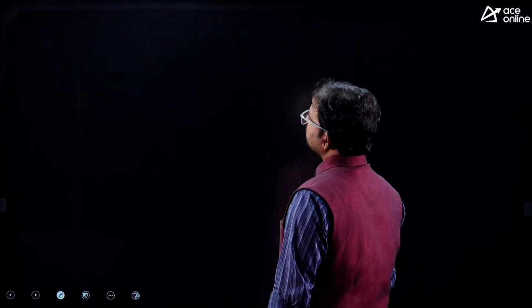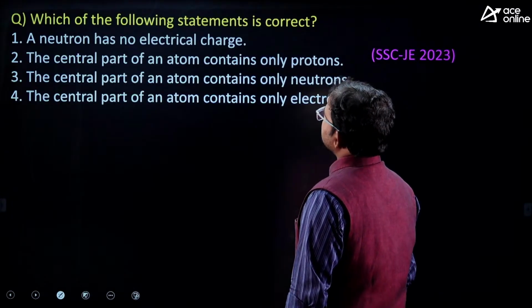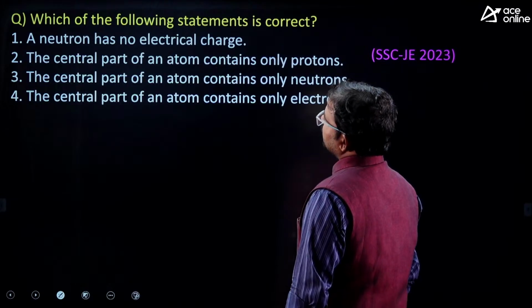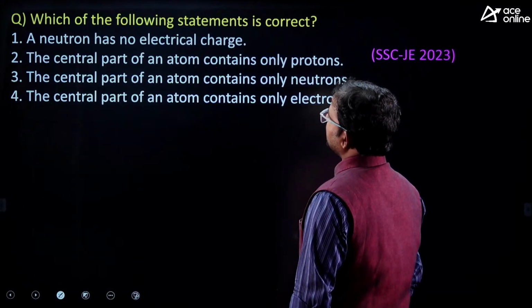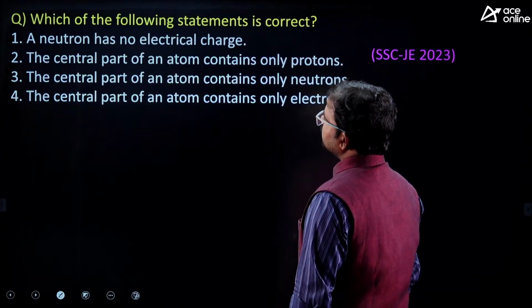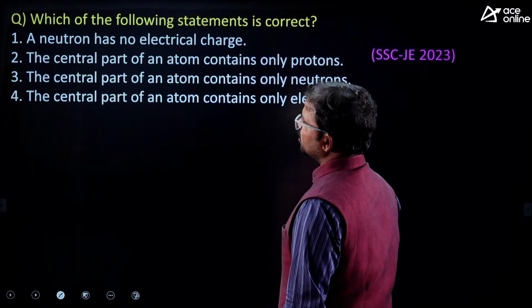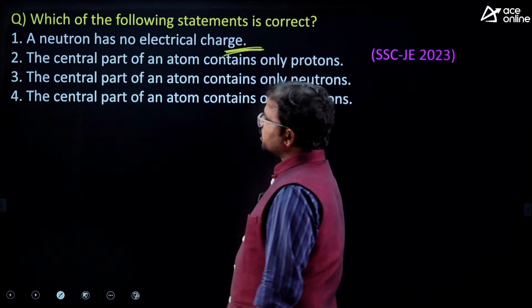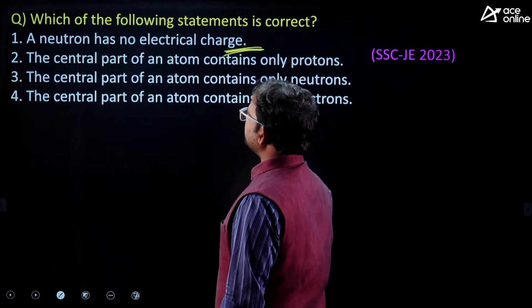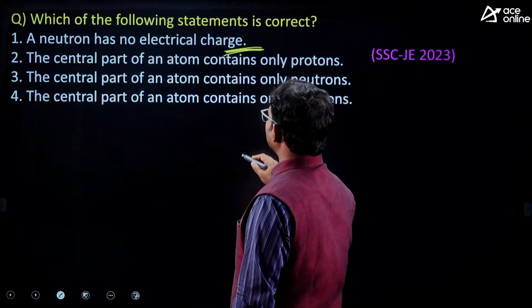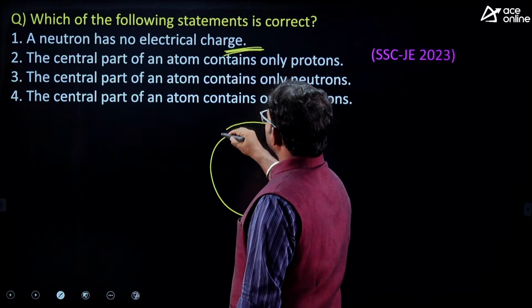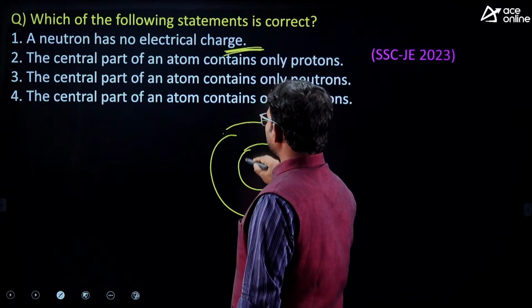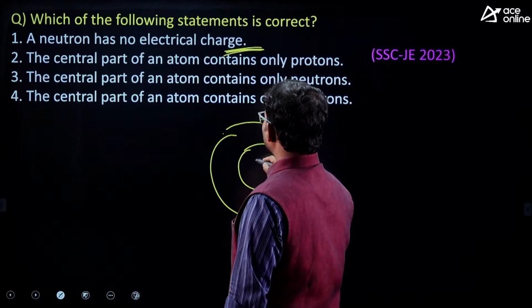Okay, right. Next one. Which of the following statements is correct? A neutron has 1 electric charge. Sorry guys, a neutron has no electric charge. Next, the central part of an atom contains only protons. The central part of an atom has only protons, right?